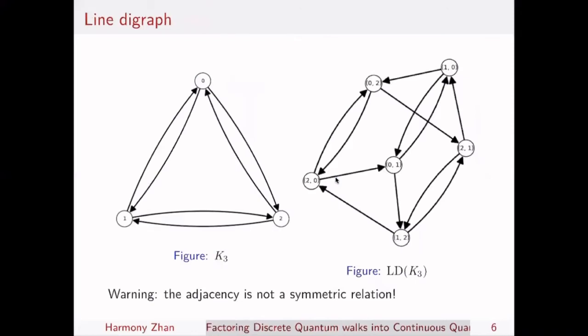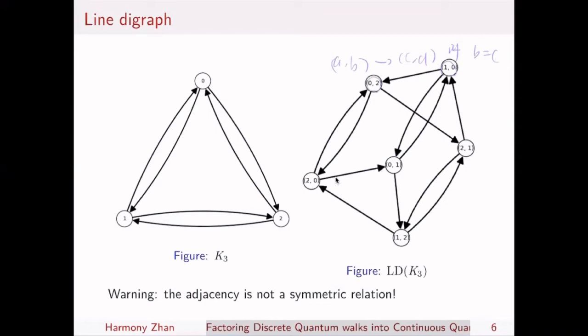Let me explain a little bit what I mean by line digraph. Here I give you a smaller graph, K3, on the left-hand side. Again, I replace each edge by 2 arcs. On the right-hand side is the line digraph of K3. The vertices are all the arcs from the left-hand side. And an arc AB is adjacent to CD if the tail of the second arc is equal to the head of the first arc, in other words, if B is equal to C. For example, here we see 1, 0 is adjacent to 0, 2.